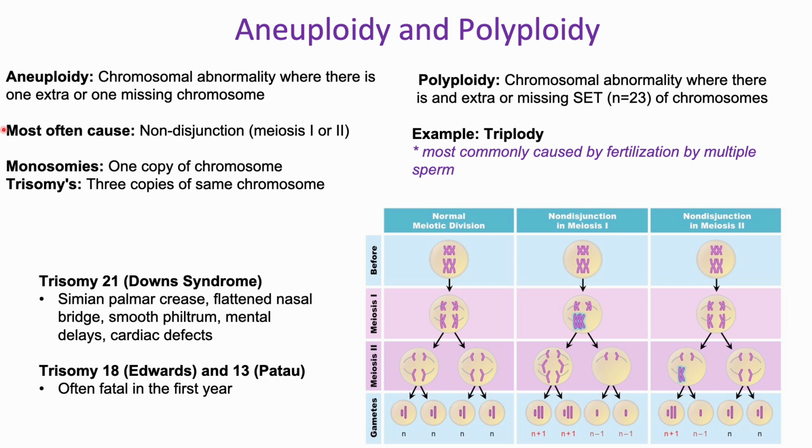Now, those are aneuploidies, meaning that there's one chromosome abnormality. That is different from a polyploidy. A polyploidy refers to an entire set of chromosomes that are missing or added in addition. So this is the whole set of 23 chromosomes. An example for this, when we have an extra set of 23 chromosomes, is known as triploidy. And the most common cause of this is fertilization by multiple sperm.